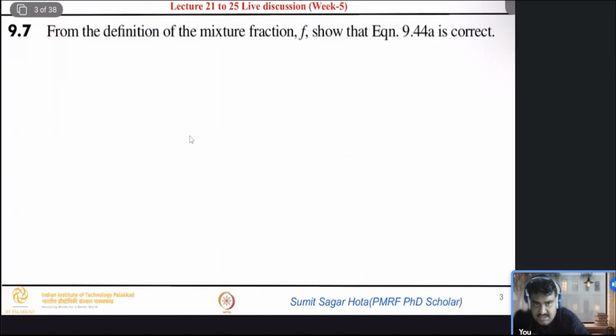From the definition of mixture fraction F, show that equation 9.44a is correct. What is 9.44a? That I will show. And we will show that this equation is correct, according to the definition of mixture fraction F.